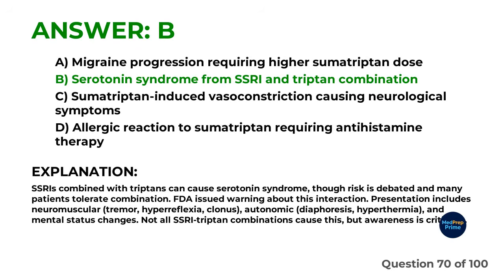Correct answer B. SSRIs combined with triptans can cause serotonin syndrome, though risk is debated and many patients tolerate the combination. The FDA issued a warning about this interaction. Presentation includes neuromuscular signs, tremor, hyperreflexia, clonus; autonomic signs, diaphoresis, hyperthermia; and mental status changes.